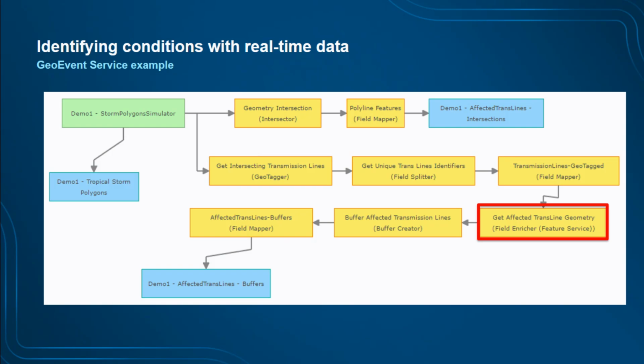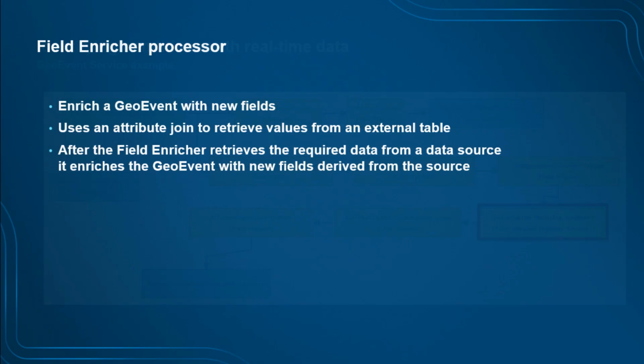Another one of the processors I mentioned was the field enricher. Field enrichers, as the name implies, enrich an event record. They use an attribute join to retrieve additional information from a secondary table.